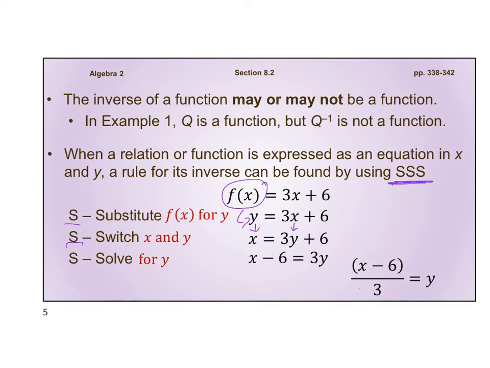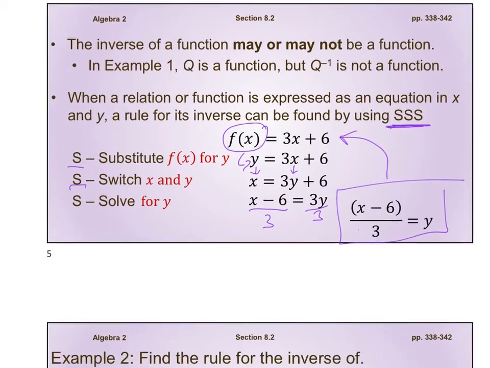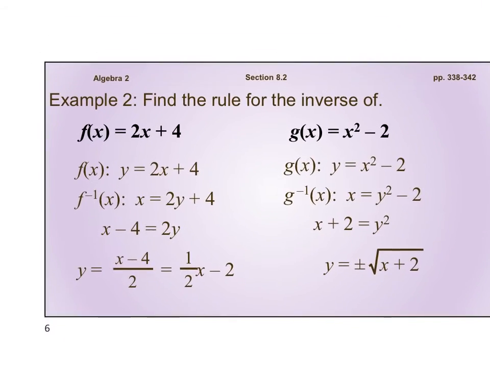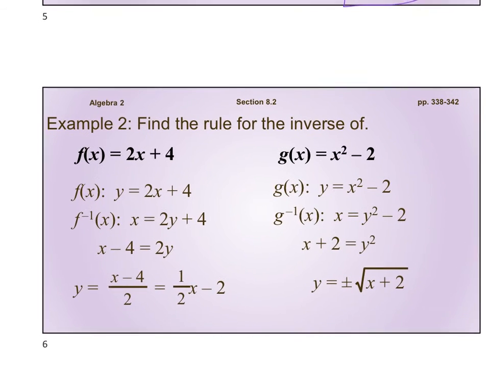SSS: substitute, switch, solve. So I solved for y by subtracting the 6. I get x minus 6, and then I'm going to divide by 3, and that's going to give me x minus 6 over 3. And that's what y is equal to. So this is now the inverse relation of that equation. Okay, moving on down to the next slide.